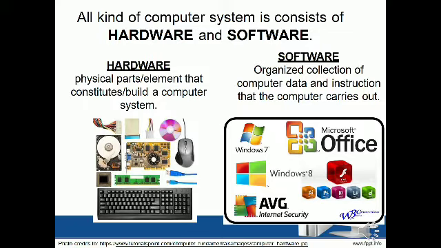All kinds of computer systems consist of hardware and software. Hardware is the physical parts or elements that constitute or build a computer system. Examples: keyboard, RAM, mouse, CDs, motherboard, hard disk, CPU, IDE cable, the power cords. While software is an organized collection of computer data and instructions that the computer carries out.